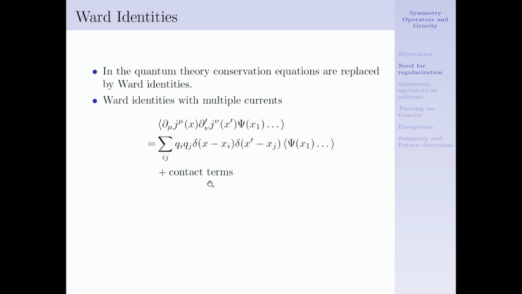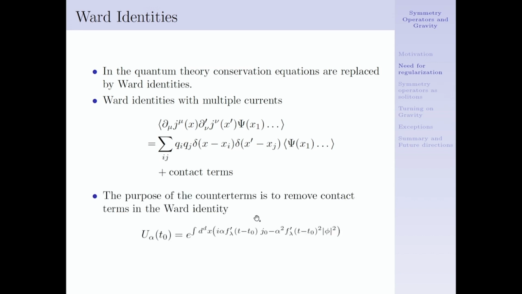I already said this, but the kind of contact terms we need to subtract in the definition of the topological operator show up in Ward identities. I said that as an operator, J^nu is not conserved, but the conservation equations are actually replaced by Ward identities in QFT. In the Ward identity with two current insertions, there are not only the terms you expect, but also contact terms coming from contractions of fields inside the J's. And these are the contact terms you need to remove with such counterterms.